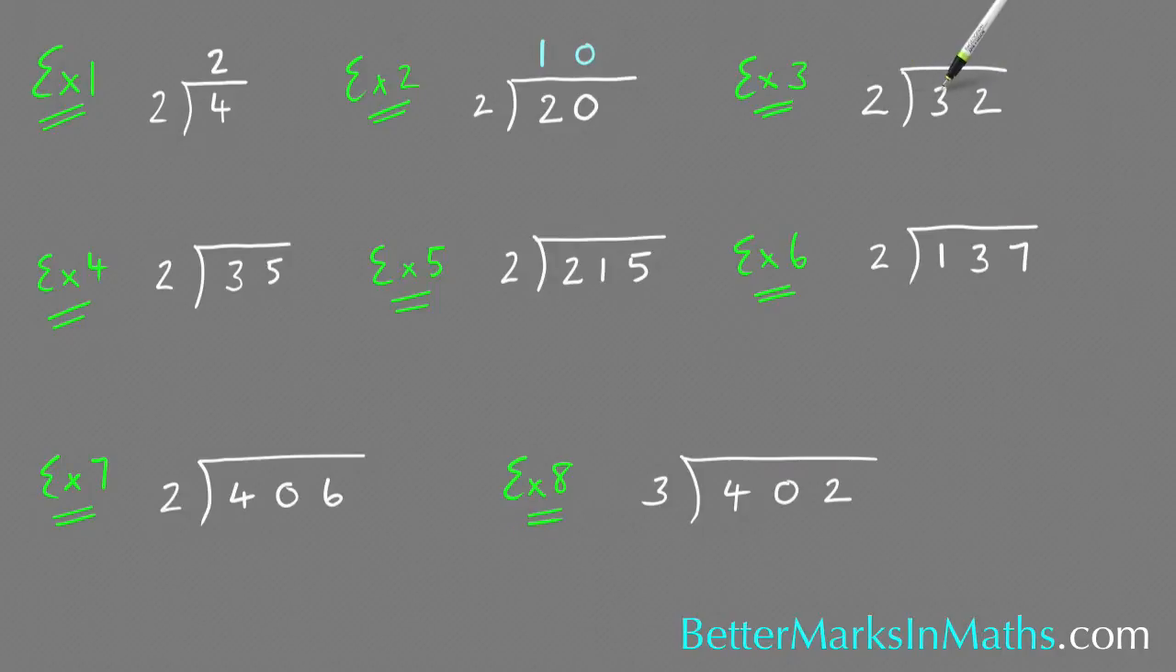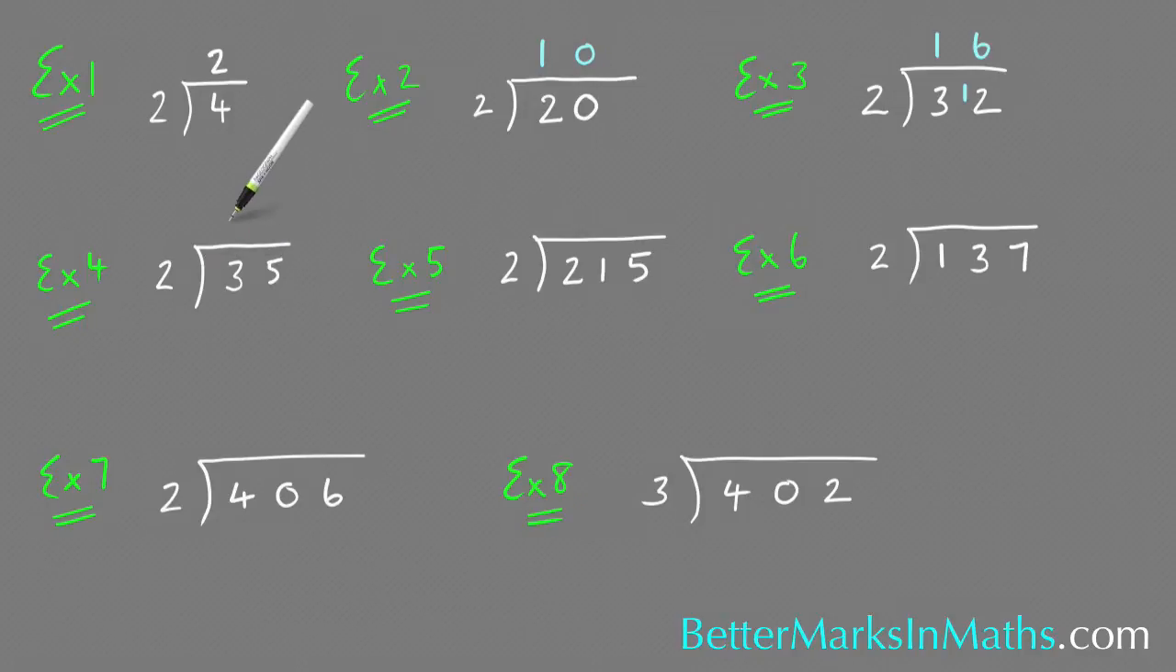Example 3, how many 2's in 32? How many 2's in 3? There's 1, and there's 1 left over, and you put that in front of the next number so that it looks like the number 12 now. And then you go, how many 2's in 12? And the answer is 6. So how many 2's in 32? The answer is 16.